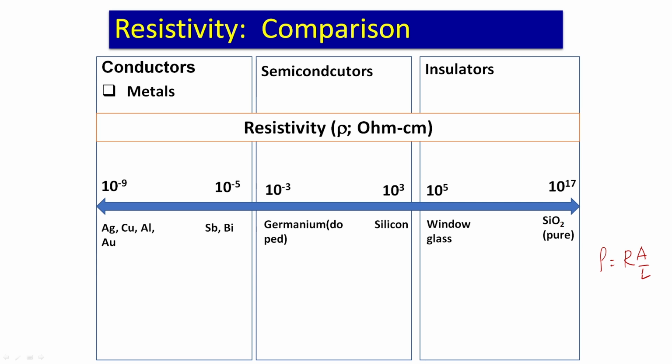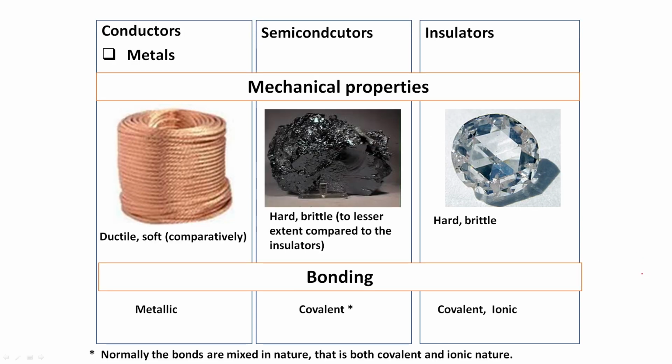Low is for metals, and semiconductors have resistivity of the order of 10 to the power minus 3 to plus 3, and ceramics like window glass, silicon dioxide, have very high resistivity, of the order of 10 to the power 17. So, therefore, you see the whole spectrum. As we know, copper is ductile, soft, and can be easily made into different shapes, wires, conductors. So, therefore, it is widely used as a conductor material.